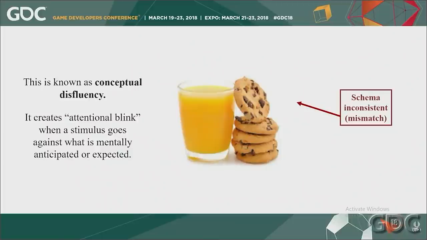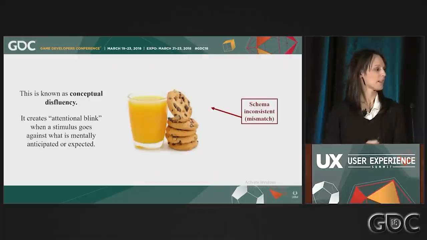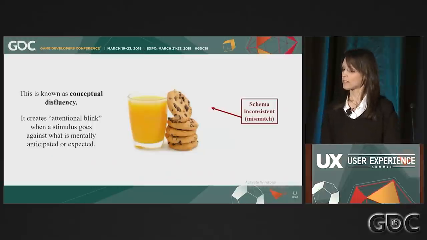So when schemas are violated, mentally we often have to pause. Orange juice and chocolate chip cookies is not in my wheelhouse. My students say, go on, you should just try it. I'm not having it. I'm not going to do it. It's too much for me. I don't have time to tell you what's wrong with this combination, but it's not a good one for me. And when the disfluency is too strong, what happens is we reject it.